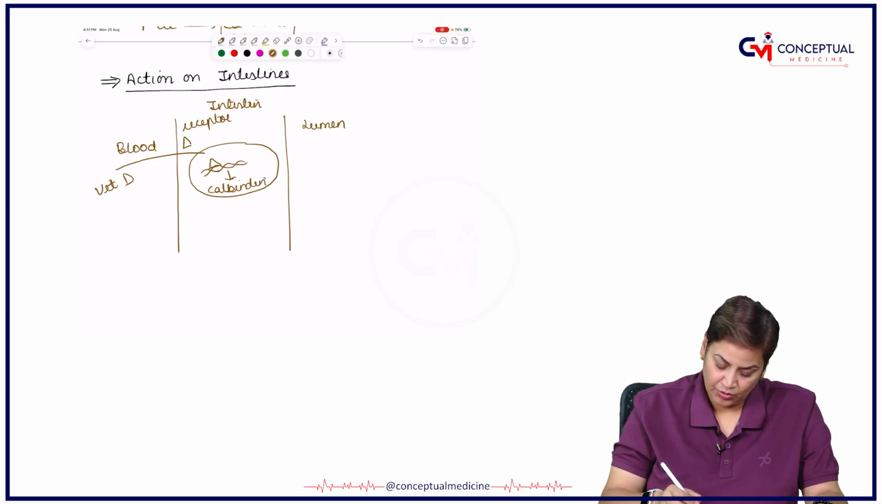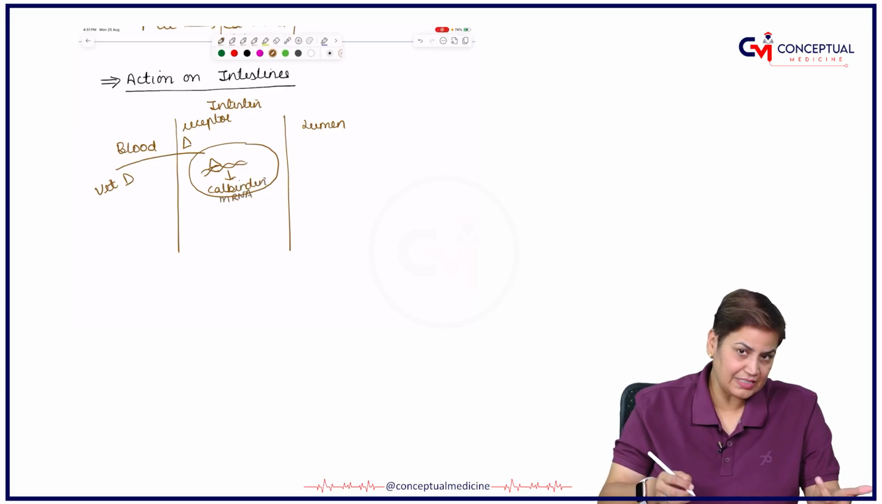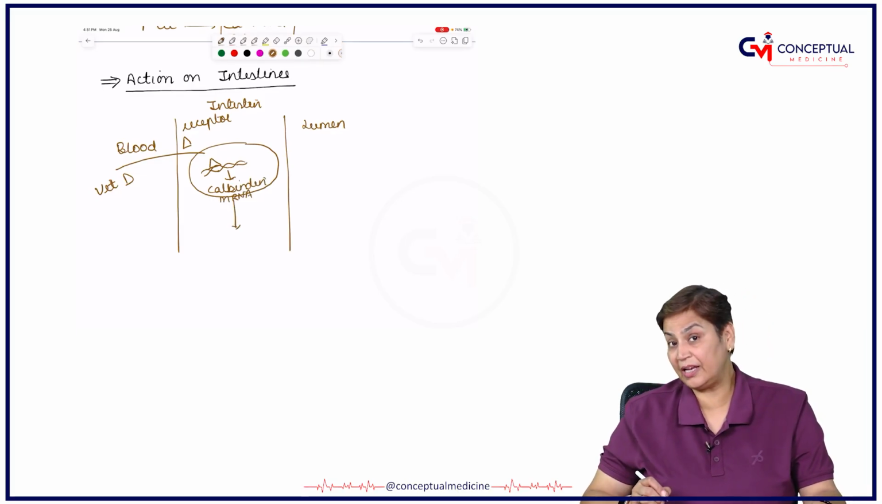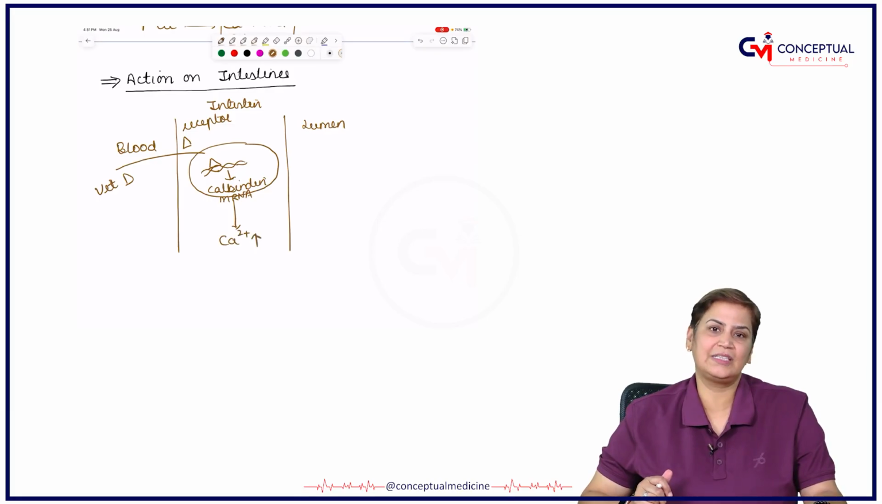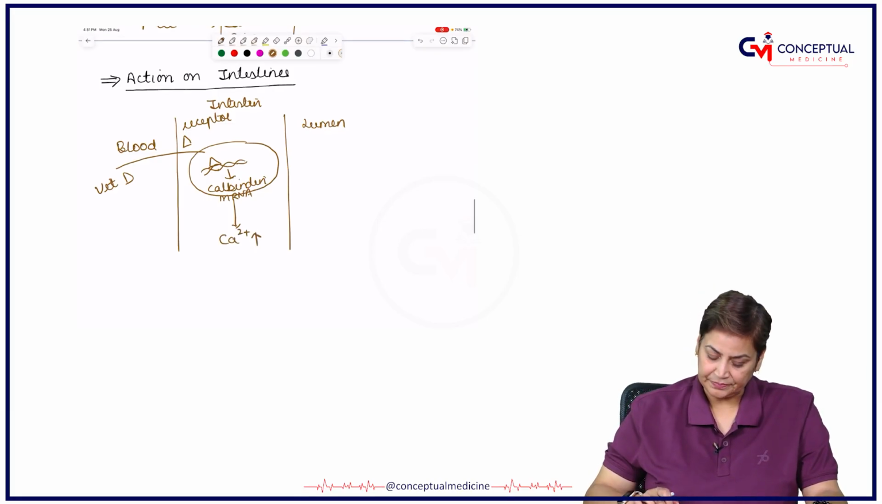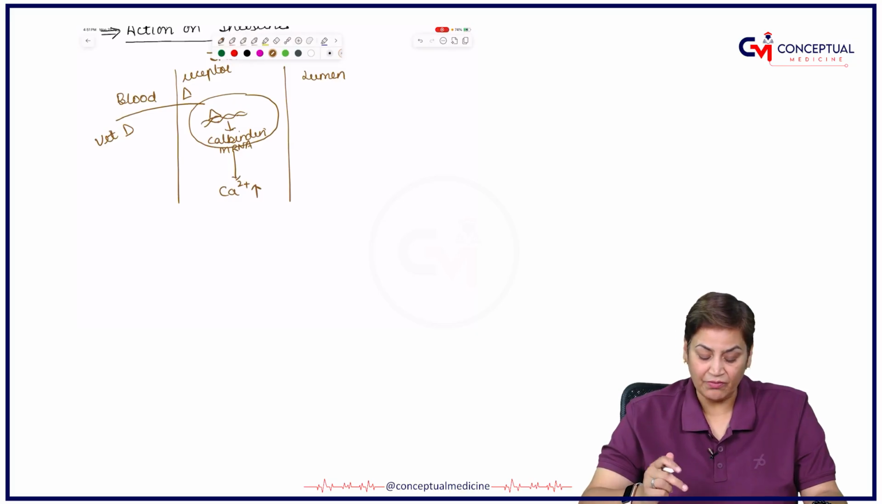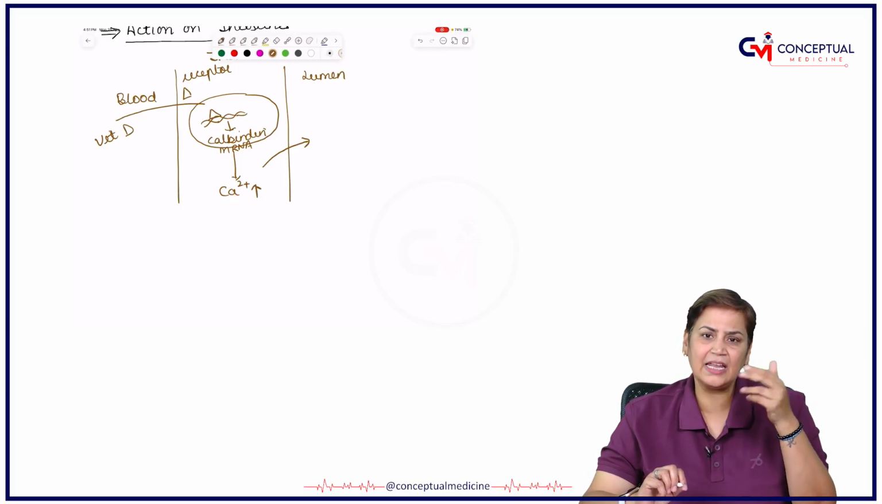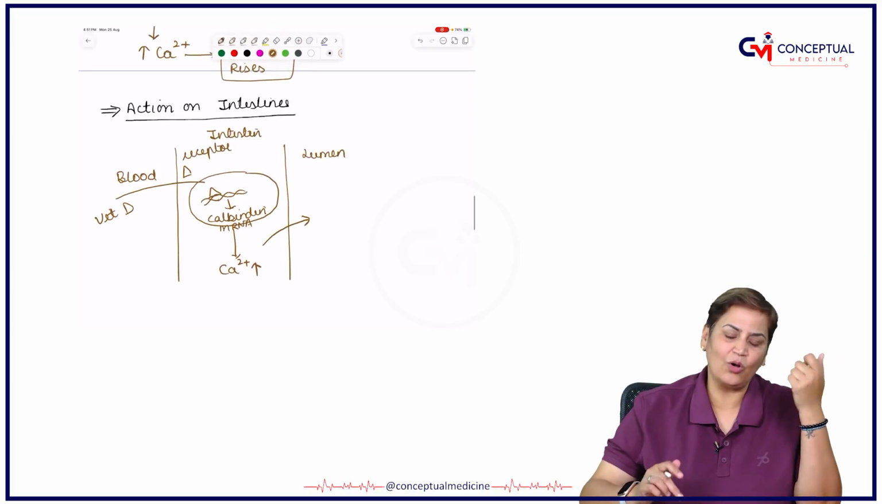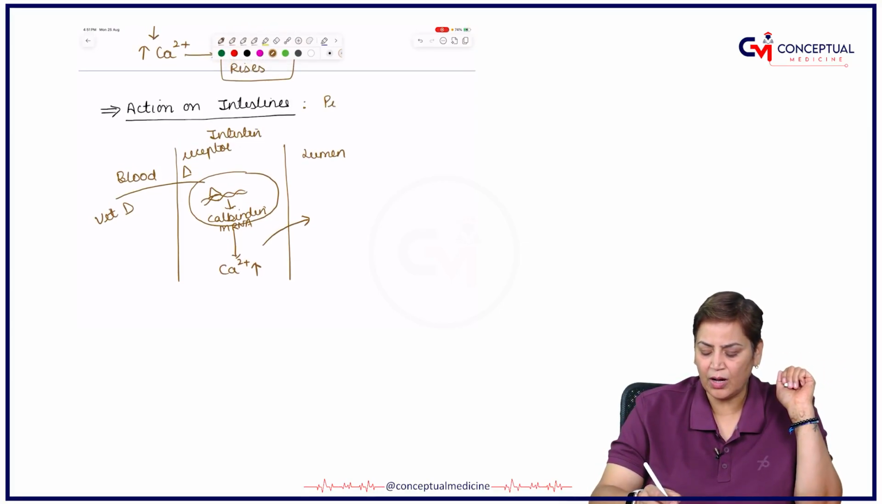Right, calbindin is a calcium-binding protein, and it will interfere with the genetic expression, because here we are talking about DNA and RNA. So, what will happen? It will lead to increased absorption of this calcium. Okay, very important. This is how vitamin D is going to function in the intestines. So, here we can say calbindin is the protein. Since DNA and RNA are involved, vitamin D can also be referred to as a prohormone. Very important.